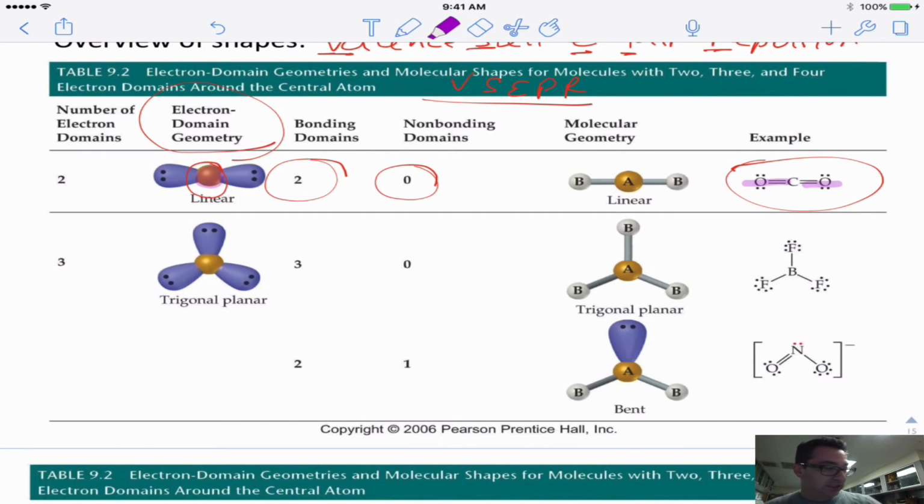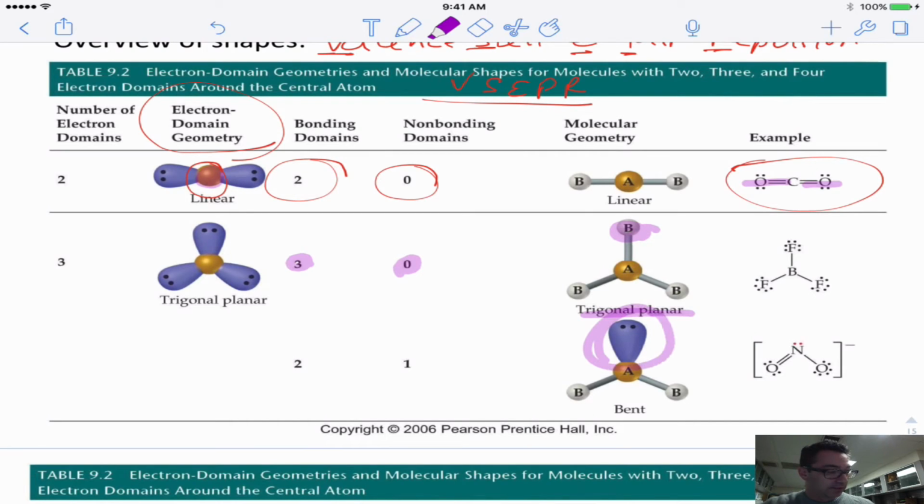And so this has 3 connected atoms and no lone pairs. This is where you get a trigonal planar. It's flat. The molecule is flat. It's in a triangular shape. It's about 120 degrees.